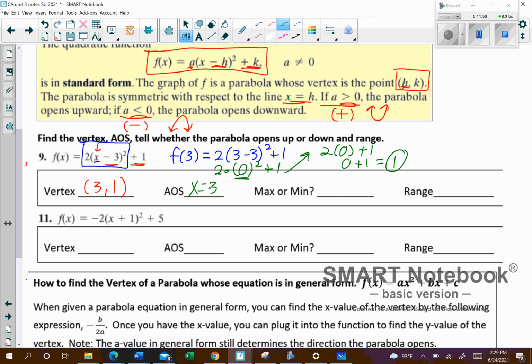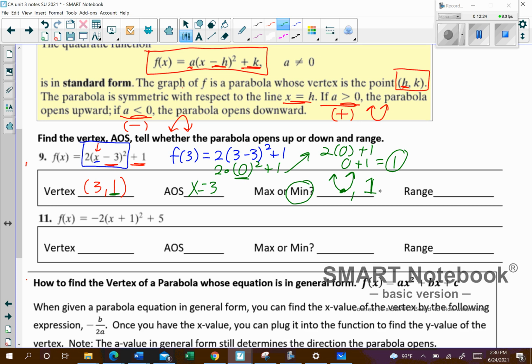Now, here's where we have to figure out the max or min. Basically, does it open up or down? Since my a value is positive, it's going to open up. And if it opens up, it's going to look like this. So that means I have a minimum point right there, and that minimum point is going to be the y value from the vertex. So I'm just going to go ahead and include that information right there.